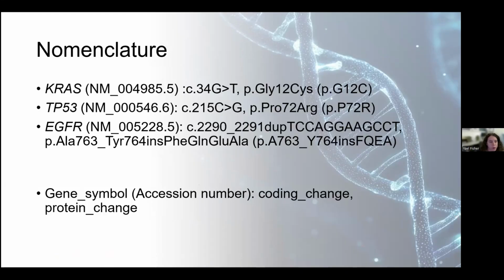So after we heard about all the types of variants that exist, let's look at the nomenclature, or how these are written. These are a few examples that the ones of you that answered our survey have seen. In general, the way we write variants is we start with a gene symbol, then we have an accession number. Sometimes it's the other way around. It doesn't matter. It means the same. And we show the coding change and the protein change.